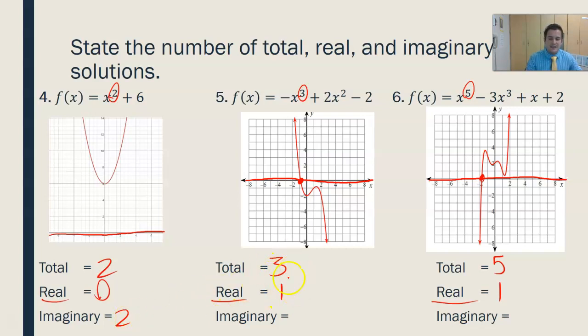If in this case there are 3 total solutions and only 1 of them is real, that means 2 of those solutions will be imaginary. If here I have 5 total solutions and only 1 of them is real, that means 4 of them will be imaginary. Okay, that's the fundamental theorem of algebra. Whether the solutions are real or imaginary, there will be the same number of solutions as the degree of the polynomial.